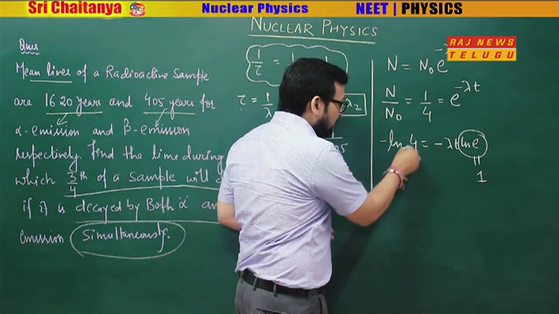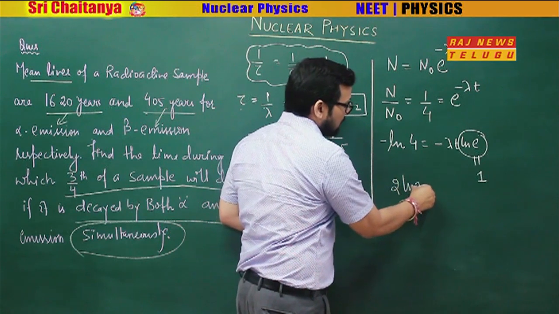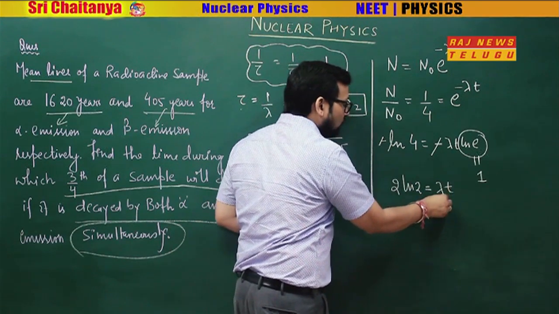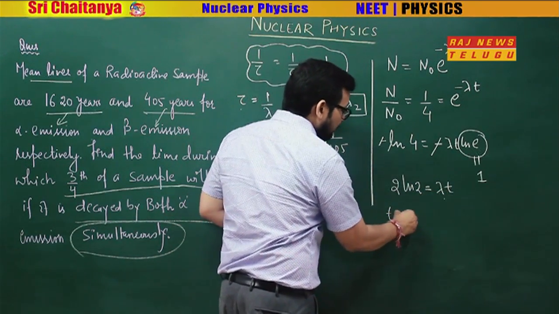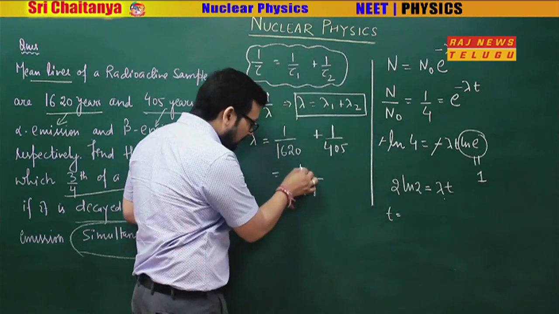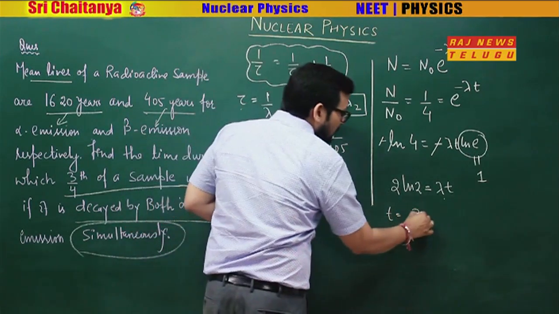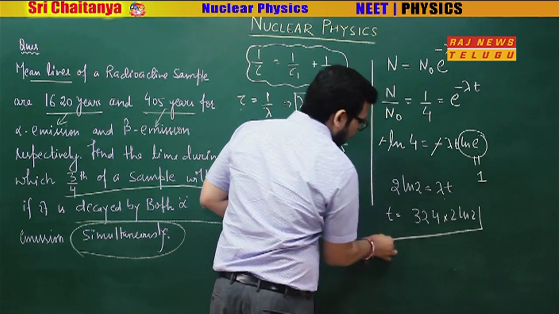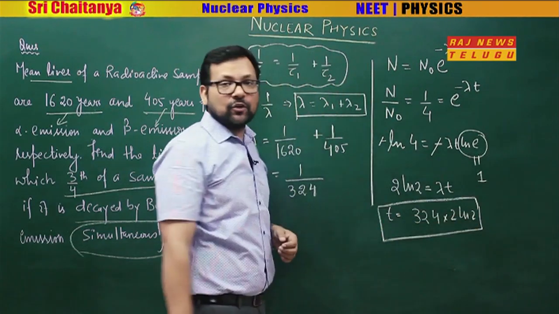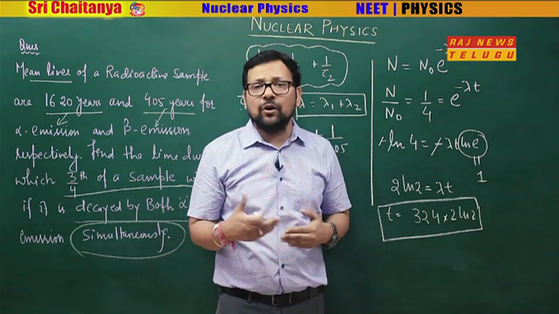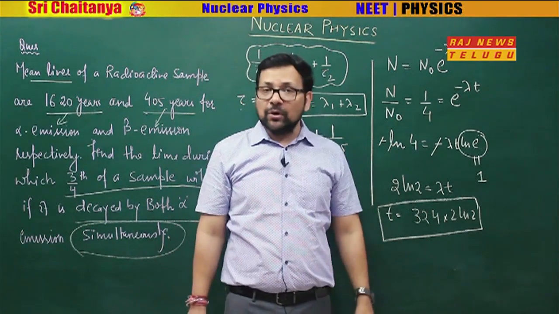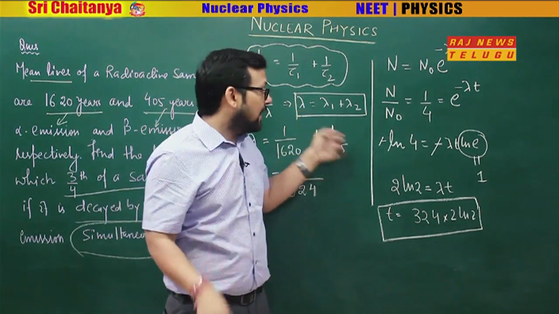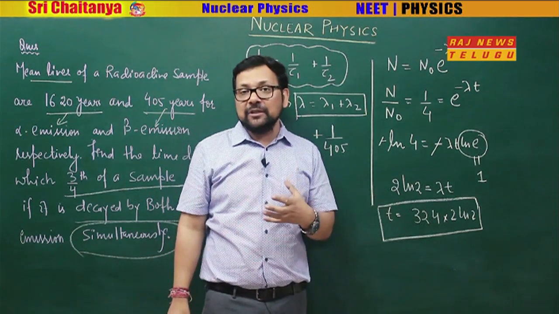ln 4 can be written as 2 ln 2, and the minus is cancelled here. This is equal to lambda into t, and we know lambda, so t is 1 by lambda. Lambda was 1 by 324, so t will be 324 into 2 ln 2. We can put the value of ln 2 as 0.693, depending on the format in which the option is given. But again, in this question, what is the learning? First, for simultaneous decay, lambda is lambda 1 plus lambda 2. And for solving, it is the logarithm concept.